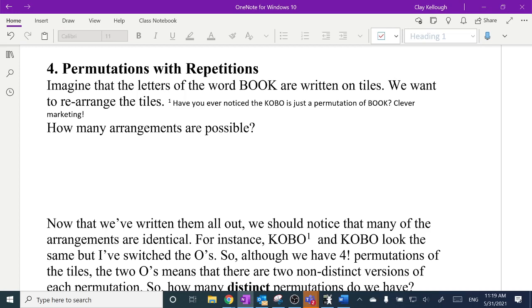Have you ever noticed that Kobo is a permutation of book? Isn't that clever marketing? Sure. That's why Kindle pretty much drove Kobo out of the market years ago. But anyway, how many arrangements are possible?